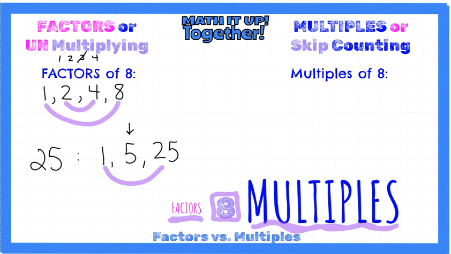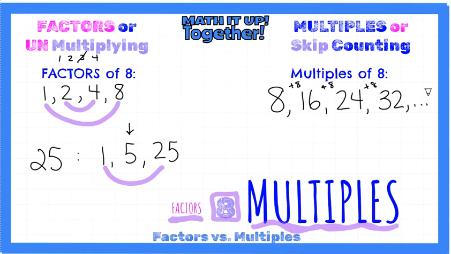So now multiples of 8, we're going to be talking about numbers that are larger than 8. And we're going to get those numbers by either skip counting or multiplying. So the skip counting is that we would skip count by 8s. So 8, and then 8 more is going to give us 16, and adding 8 more is going to give us 24, and adding 8 more is going to give us 32, and then it would go on from there.